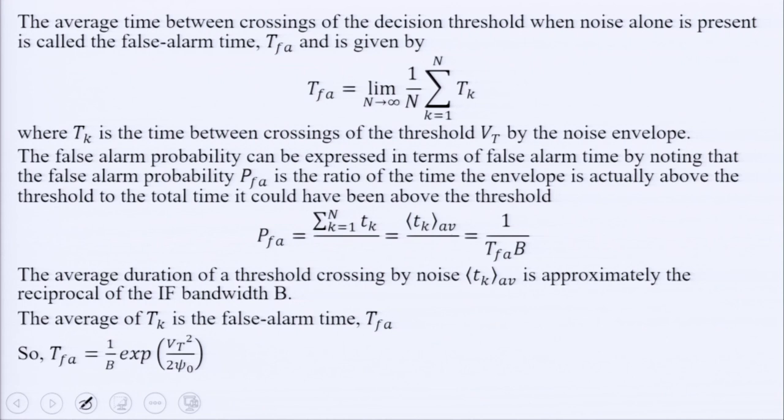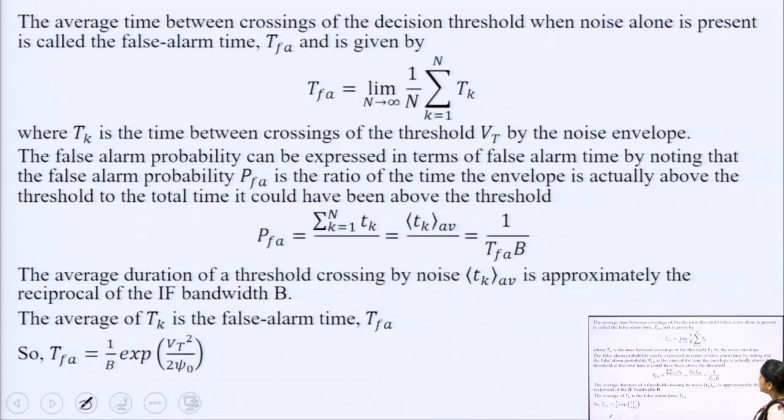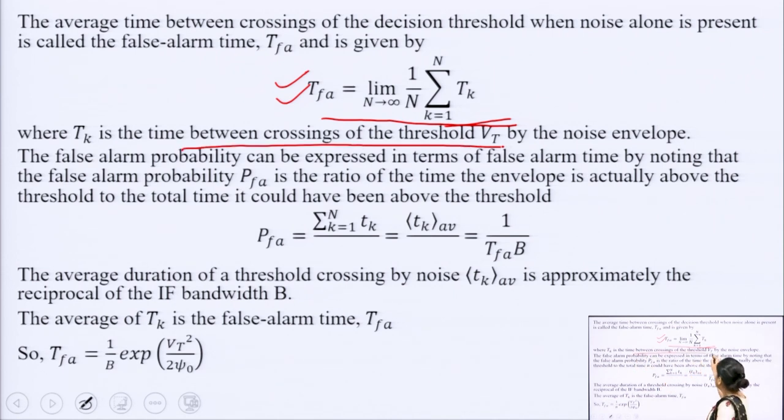So, the average time between crossing of the decision threshold when noise alone is present is called the false alarm time, and is given by this one. So, we can say that false alarm time is the important factor, where Tk is the time between crossing of the threshold Vt by the noise envelope.